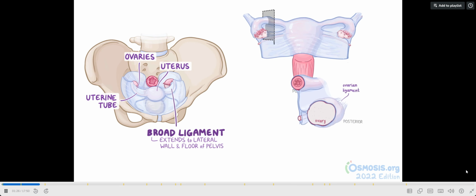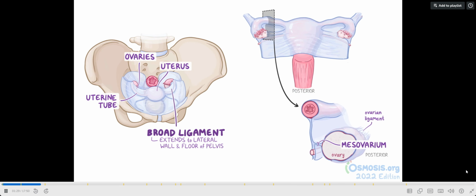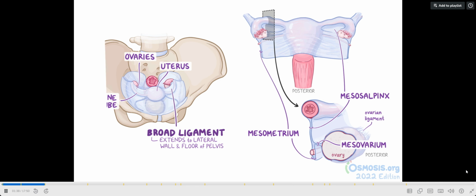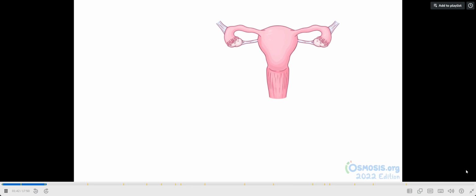Now, the broad ligament has three mesenteries: the mesovarium, which is associated with the ovaries, the mesosalpinx, which covers the uterine tubes, and the mesometrium, which covers the uterus. Let's now look at each of the organs of the female reproductive system, starting with the ovaries.